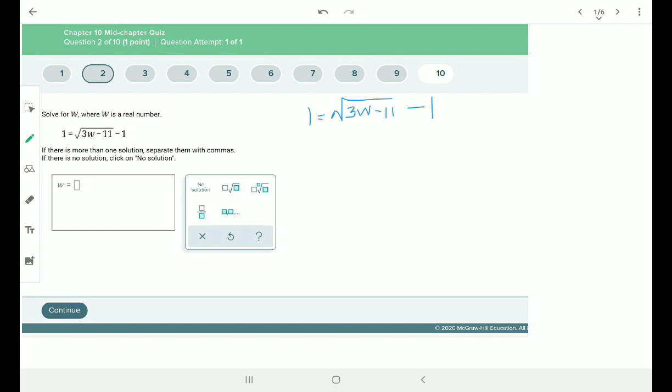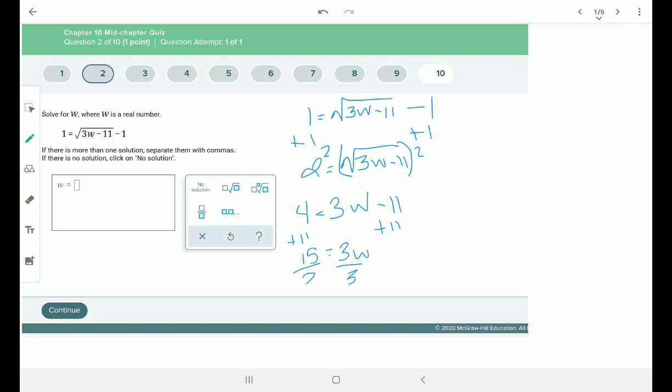In order to do that here, I'm going to add 1 to both sides, and when I do that, I get 2 equals the square root of 3w minus 11. Now to get rid of the root, we square both sides, and I get 4 equals 3w minus 11. Then we add 11 to both sides, and we get 15 equals 3w. Last step, divide by 3, and I get w equals 5. So that's the process behind solving this equation with a radical sign.